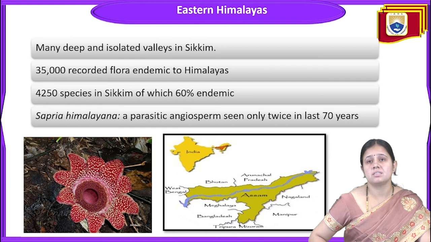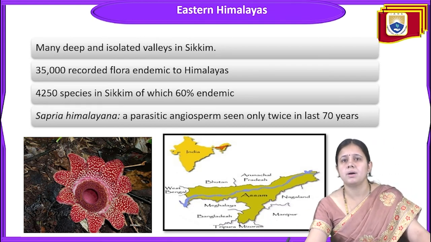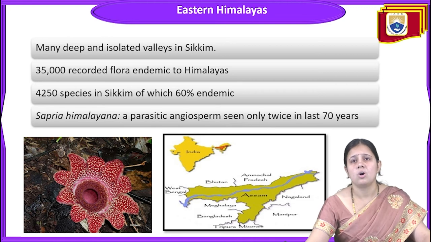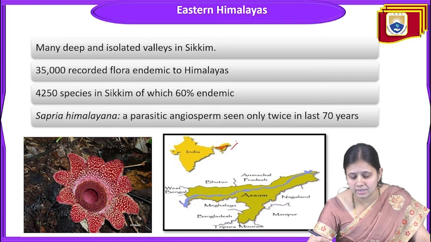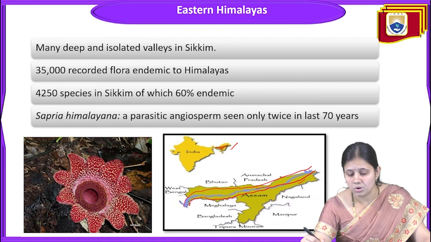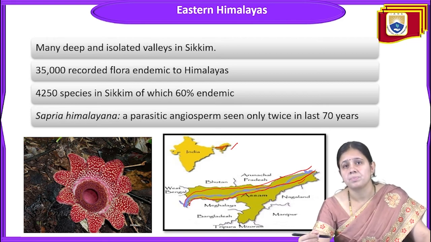Now the first one is the Eastern Himalayan region. The Eastern Himalayan region is the region of the isolated valley of Sikkim. This is the first hotspot, the Eastern Himalayan hotspot, in the deep location of the valley of Sikkim. You can see on the map of India that it is present in some parts of Assam and Nagaland. This area is called the Eastern Himalayan hotspot because it has very rich diversity and very high endemism.